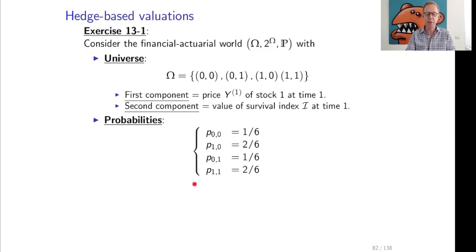There are some probabilities related to the four couples. P00 is the probability that the stock will go down to value 0 and the index will be equal to value 0. This is 1 over 6. P10 is 2 over 6. P01 is 1 over 6. And P11 is 2 over 6.